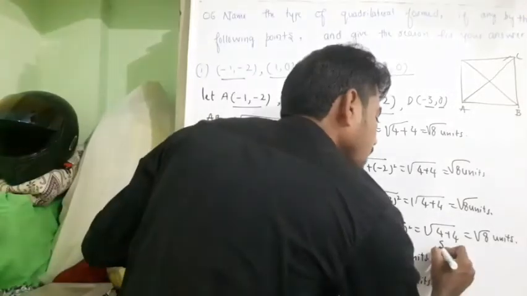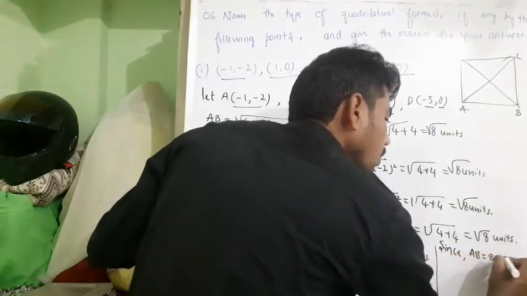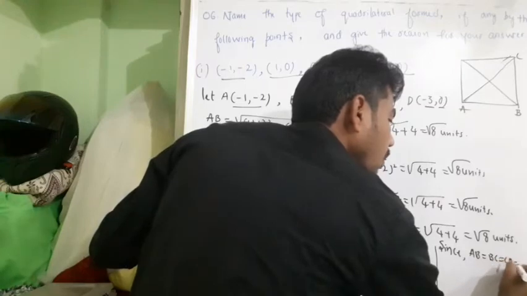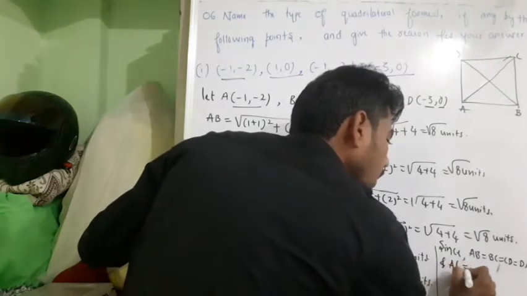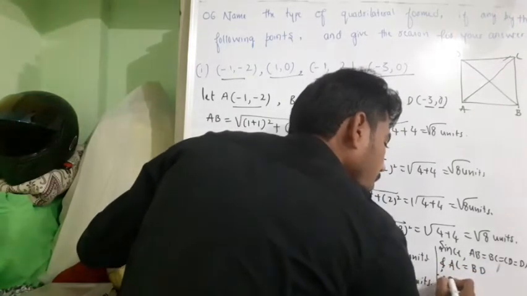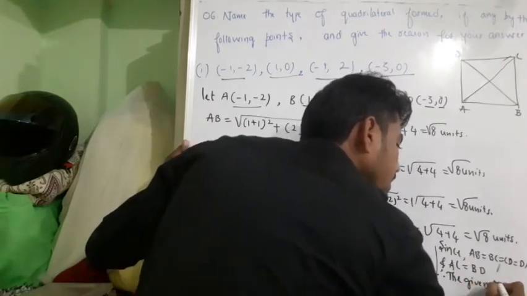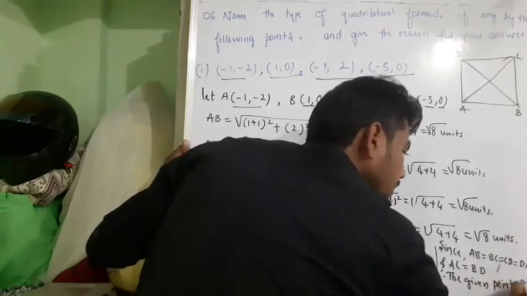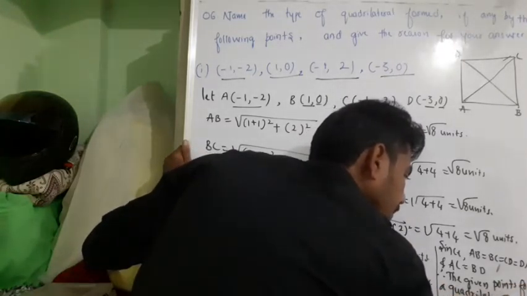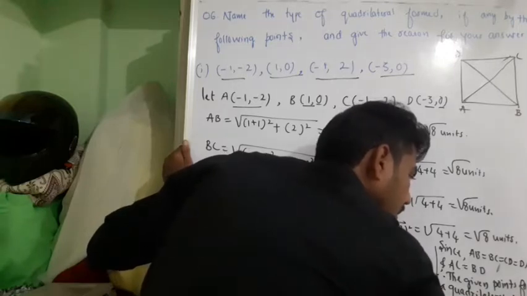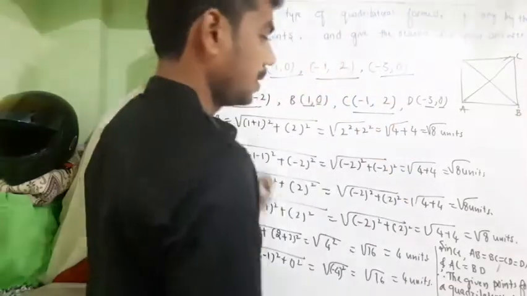Since AB is equal to BC is equal to CD is equal to DA and AC is equal to BD, therefore the given points form a quadrilateral and it is a square. So please note this.